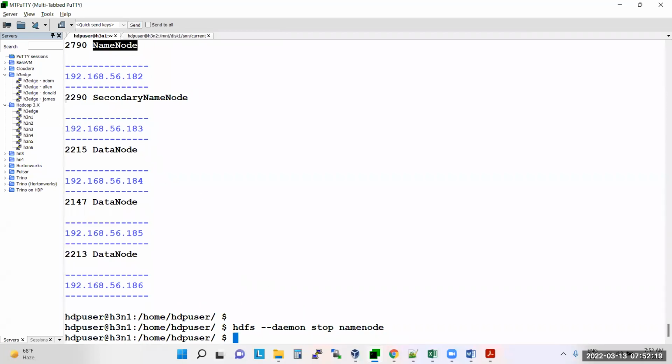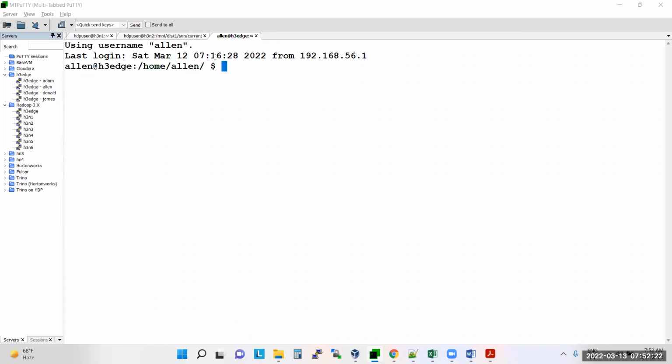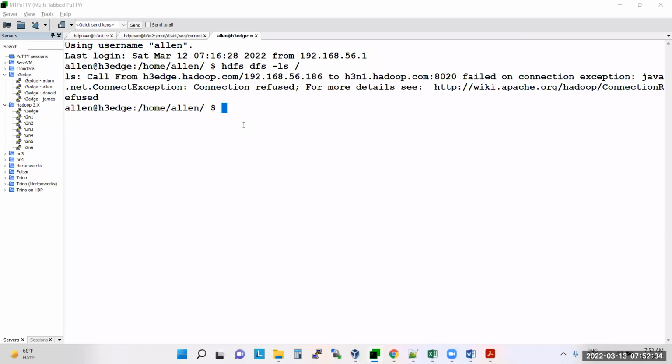Now let us try to understand. Let us see whether we can run any command. hdfs dfs -ls /. It says: I'm sorry, I'm unable to reach the name node machine. I'm trying to connect to the name node machine on the name node port number, but unfortunately I cannot connect to it. Got my point? Yes, sir. No commands will work. Now you start the name node.